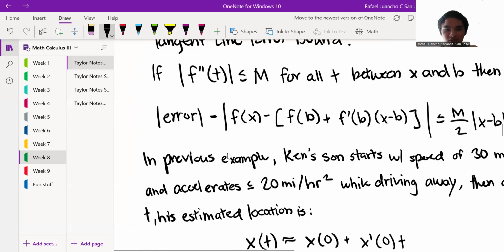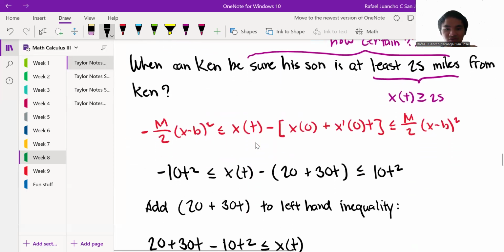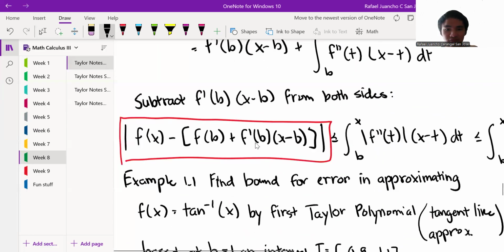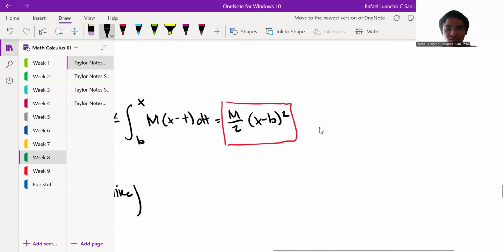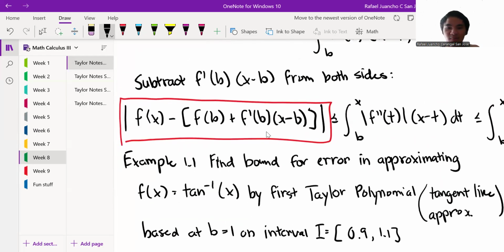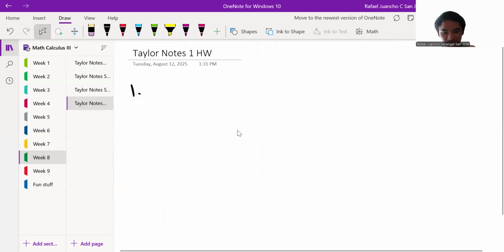And then we also talked about how to bound an error of the tangent line, which is here. So we have this one, which is less than or equal to this thing. Everything that I've enclosed in a red box is what we're going to be dealing with in these exercises. Okay, so let's just hop right into it.